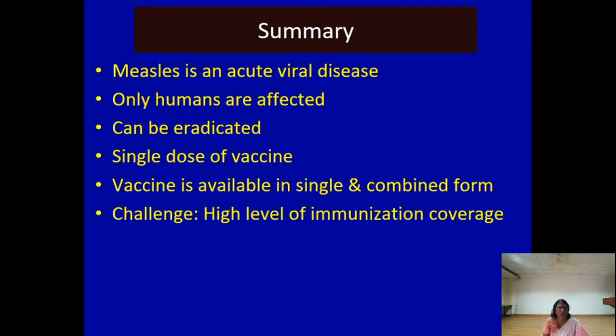Summary: measles is an acute contagious viral disease. Only humans are affected. It can be eradicated because the source of infection is only the case and there is no animal reservoir. There is a safe vaccine. A single dose will protect; efficacy is more than 90%. Vaccine is available in single and combined form, but the only challenge is a high level of immunization coverage.